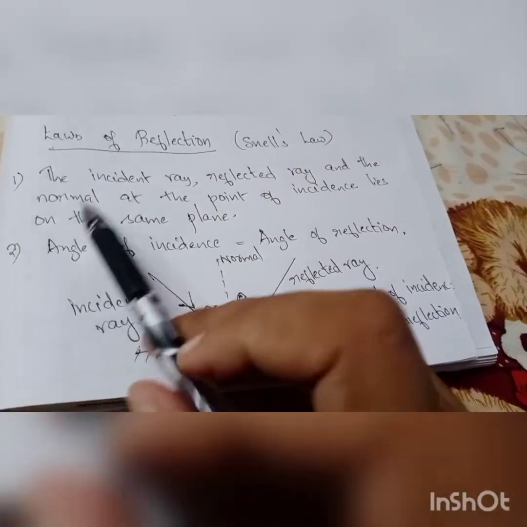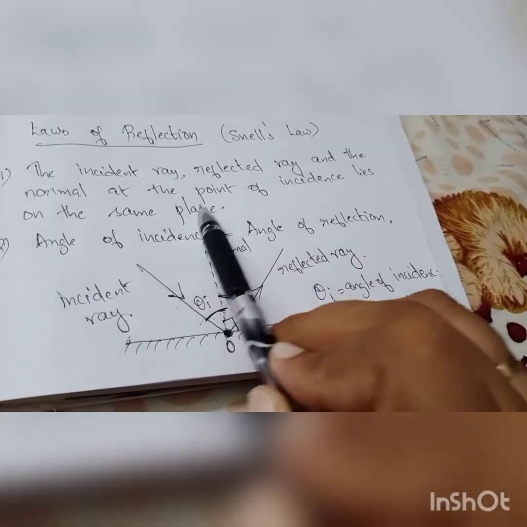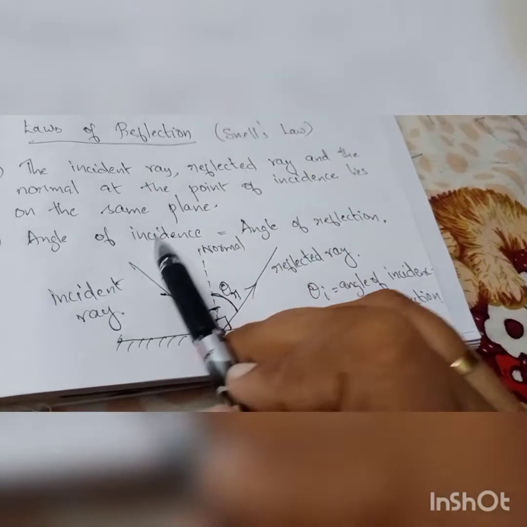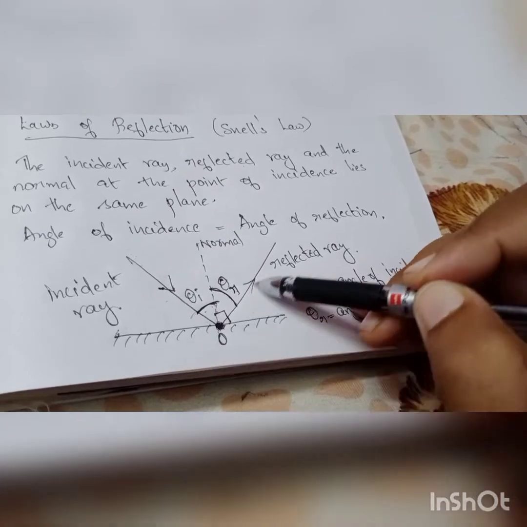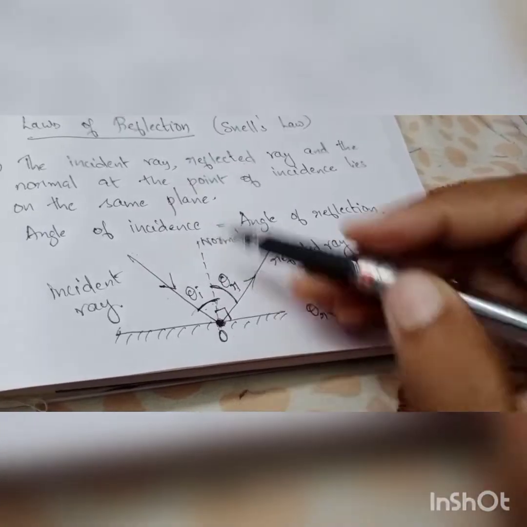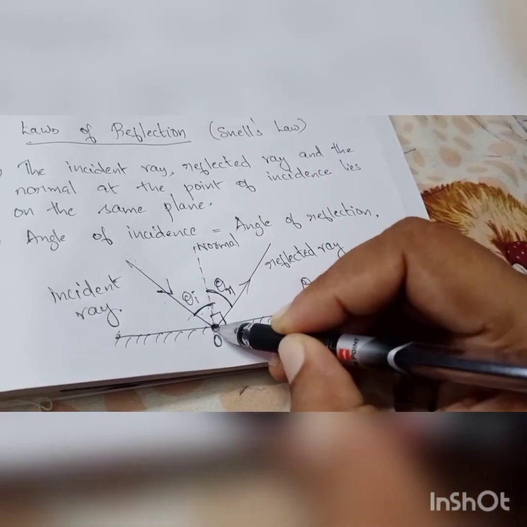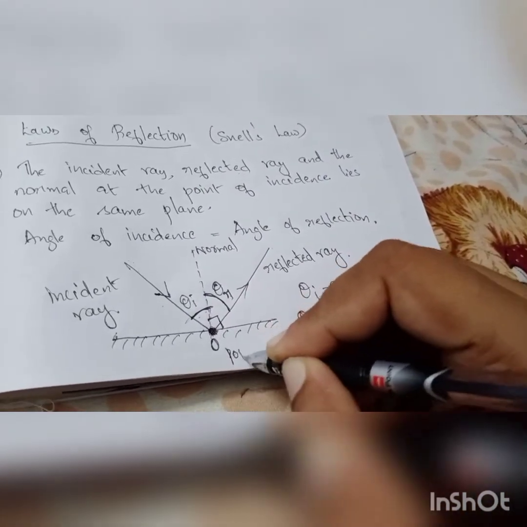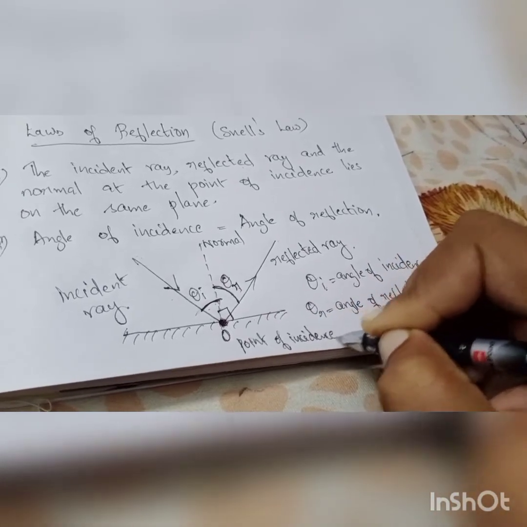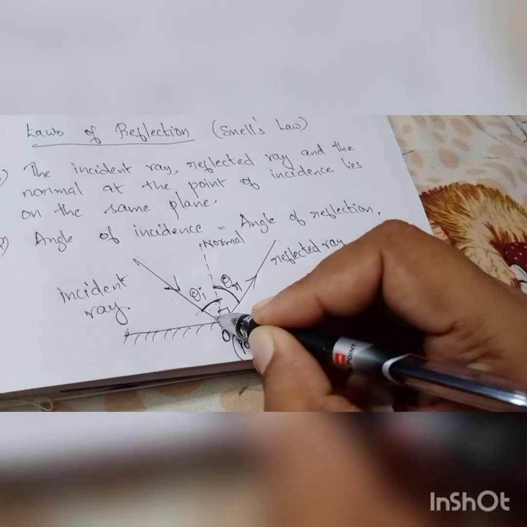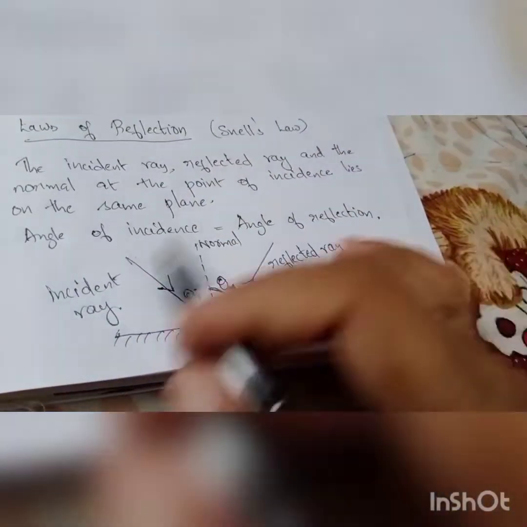The first law states that the incident ray, the reflected ray and the normal at the point of incidence lie on the same plane. That means this is my incident ray, this is my reflected ray, and this is my normal. Normal at the point of incidence means I am drawing the normal at this point, and I told you that this point is the point of incidence. Okay, don't confuse. This point is the point of incidence, that means where the incident ray touches the reflecting surface. So all these lie on the same plane.